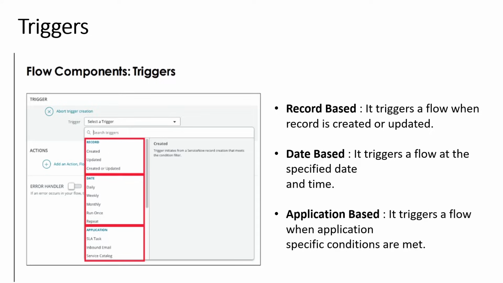So triggers are three types: record based, date based, and application based. Record based, that I was just giving the example, triggers a flow when a record is created or updated. So whenever you create a new incident and mention Wi-Fi in the short description, then only the flow will run. So that's a record based trigger.